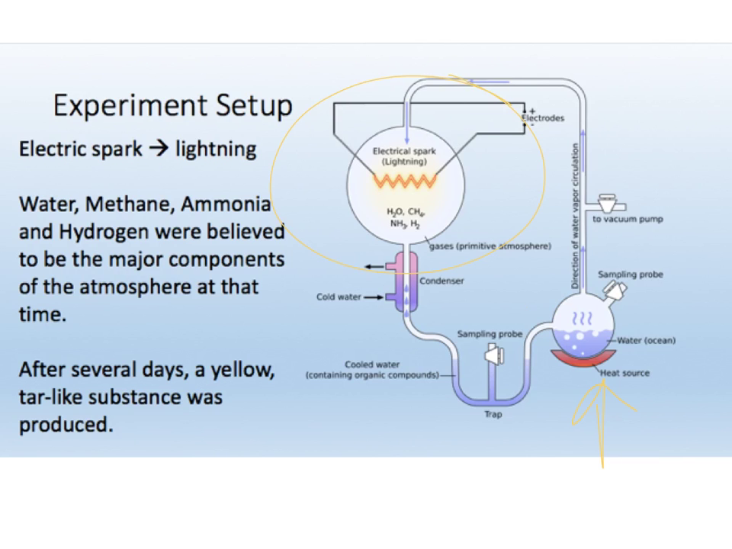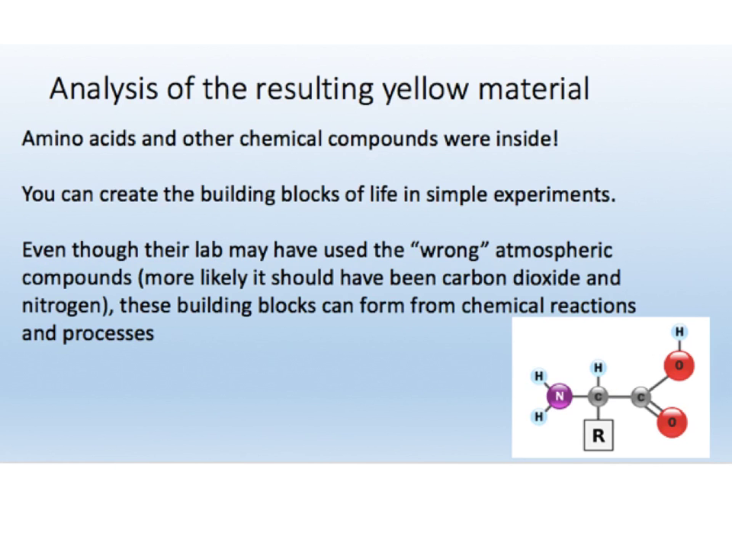Then they had a sampling probe where they could take out different materials, add different materials, including water, methane, ammonia, hydrogen, that all at the time were considered to be what they believed the major components of the atmosphere at that time. After several days, they actually were able to see a result, a yellow kind of tar-like substance produced in their flasks. And so when they analyzed this yellow material, they realized that they had actually produced amino acids and other chemical compounds, that you actually can create the building blocks of life in relatively simple experiments.